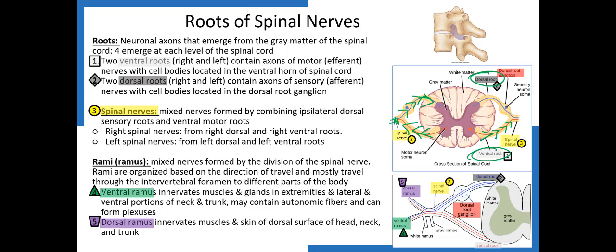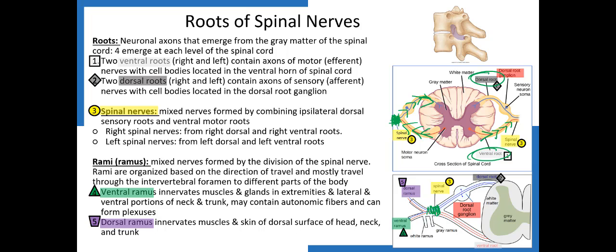So the ventral and the dorsal root then combine to form the spinal nerve. So the spinal nerve goes both ways, right? Gets information from the periphery, sends information to the periphery. And that's what forms the spinal nerve. After it forms the spinal nerve, you can see it over here, it splits up again.